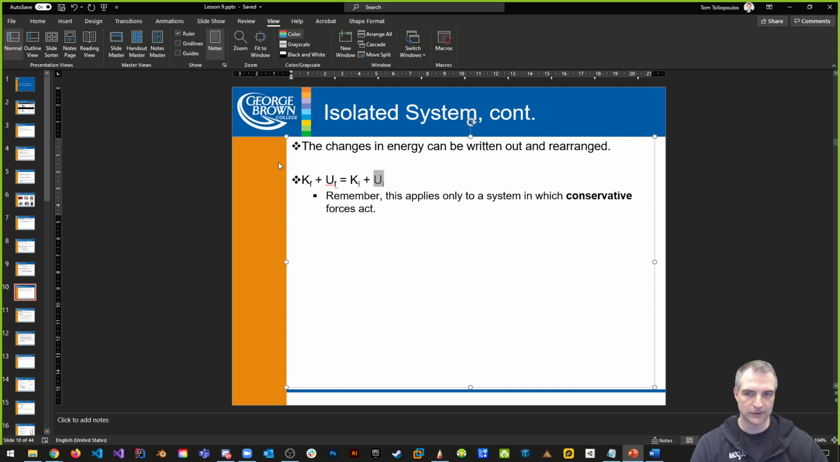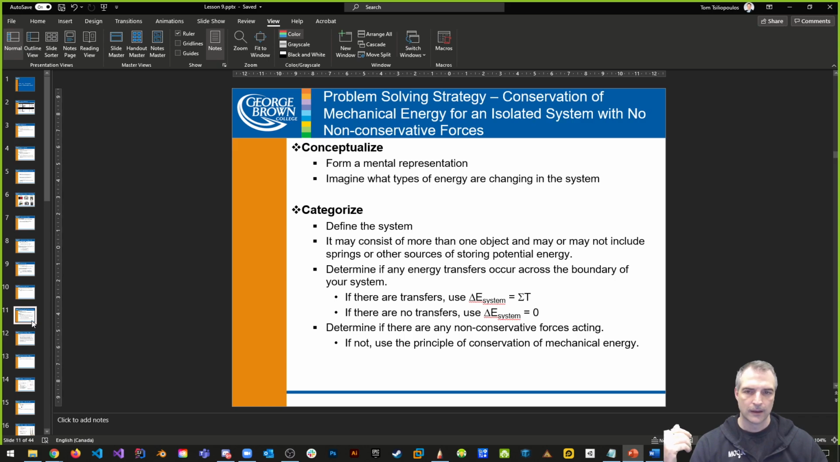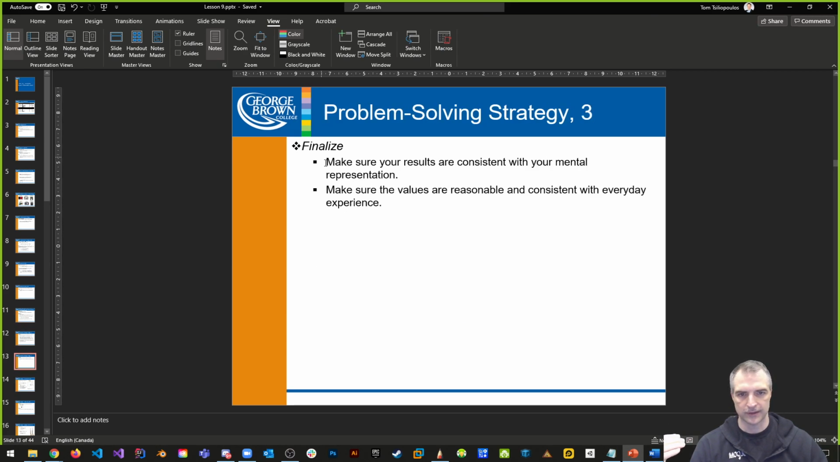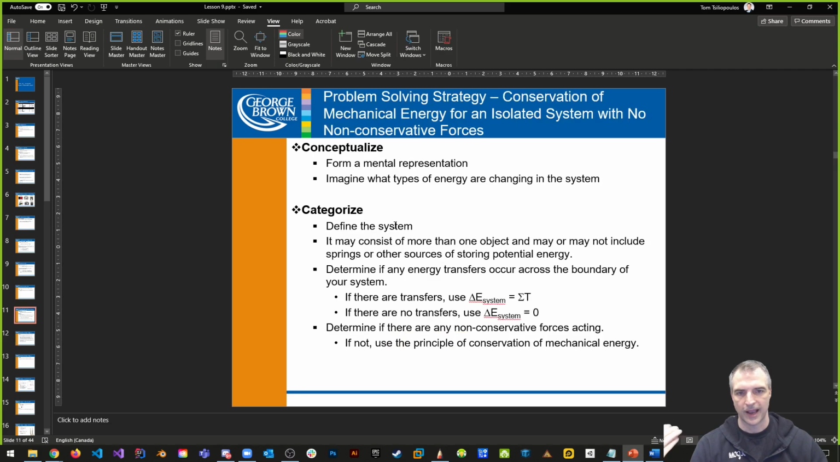If we were going to do this, we would say the kinetic energy final in a non-isolated system plus the potential energy final is equal to the kinetic energy initial plus the potential energy initial plus work. And this is how we figured out that we can use the law of conservation of energy. We're transferring energy into the system. And they have the same kind of structure that we've used before: conceptualize, categorize, analyze, and finalize is something that they use to describe how this works.